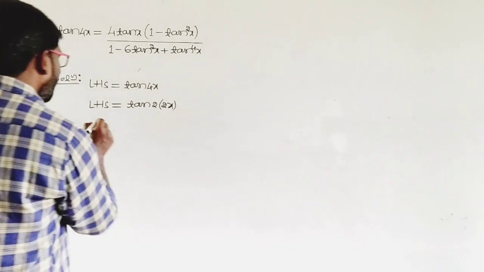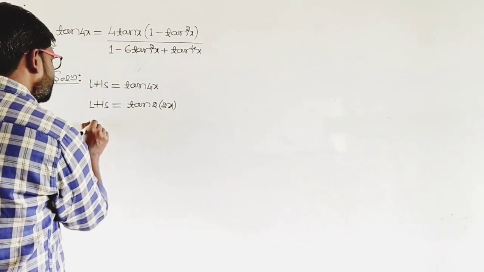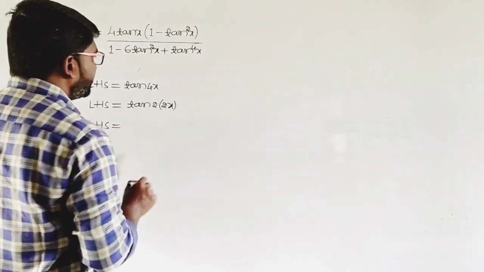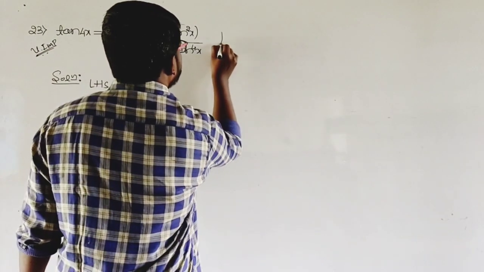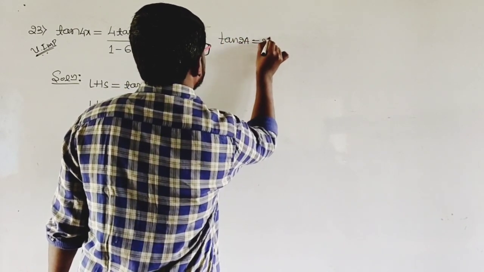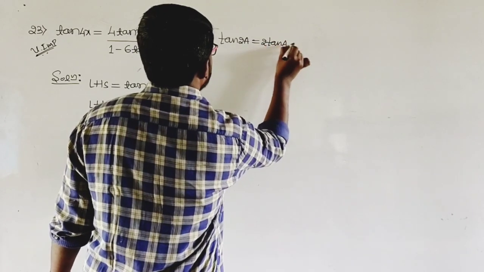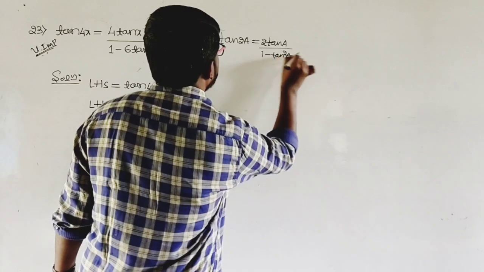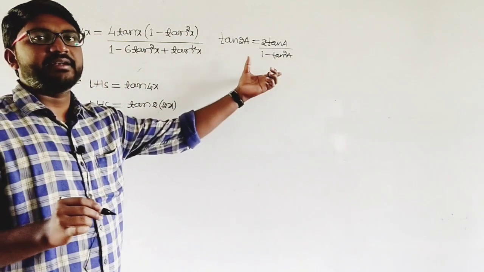So see here, LHS is equal to tan 2A. What is the formula of tan 2A? Tan 2A is equal to 2 tan A divided by 1 minus tan square A. So this is the standard result.